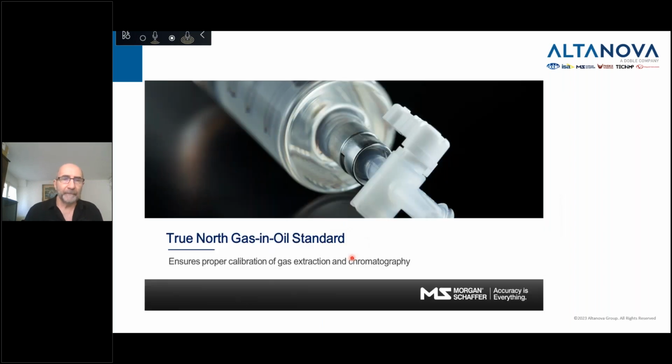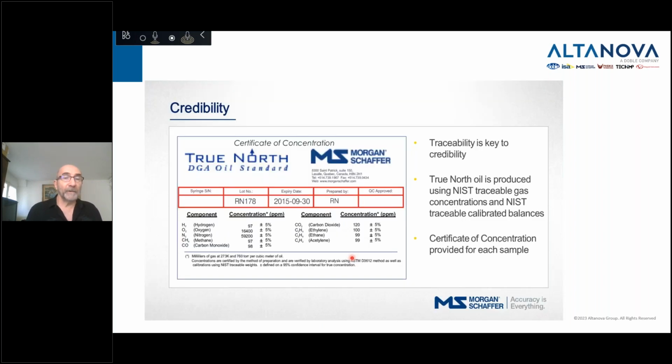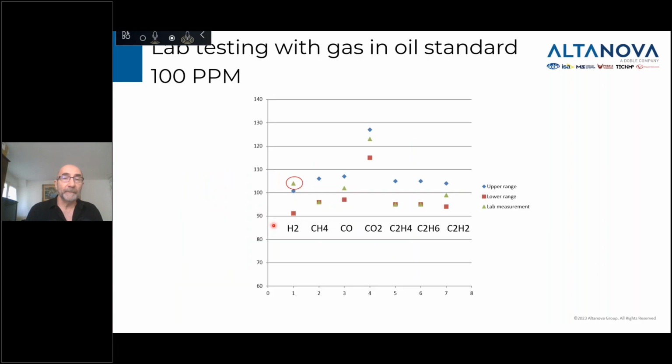So a gas in oil standard tells you not just that the GC is calibrated, but also that the extraction system is efficient. So usually what you do is you send a gas in oil standard like this one, where you have the specific concentration of the gases that are dissolved in that oil with an accuracy of plus minus 5% in general. And the lab will mostly inject it. And here's an example of a lab we've worked with, where we sent a 100 ppm gas in oil standard.